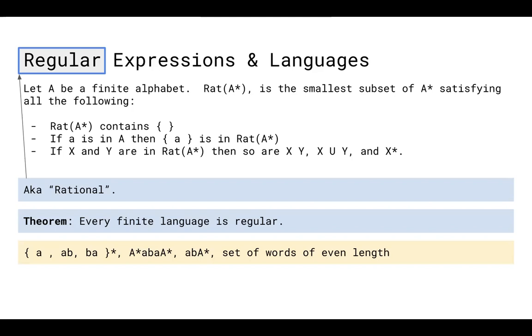Anki, go ahead. Yeah, given that you talked about regular being called rational, isn't the theorem in his work, every finite language is rational? Yes, yeah. So if you talk about regular being called rational, then it would be better to, from now on, talk in terms of rational. Okay, that's a good point. You're right. So we'll just be consistent. We'll say rational. Yep.